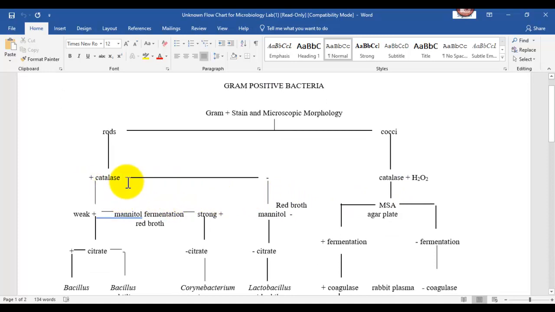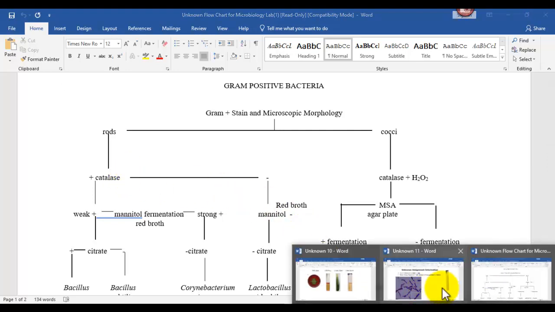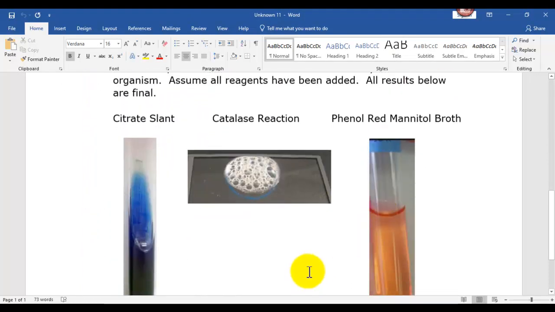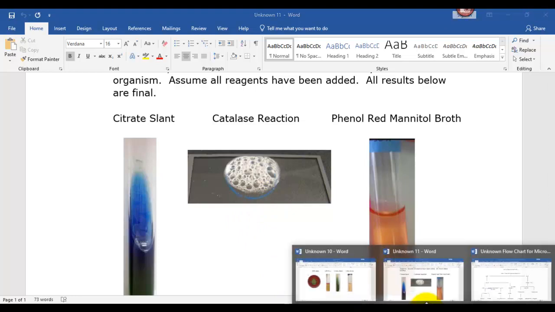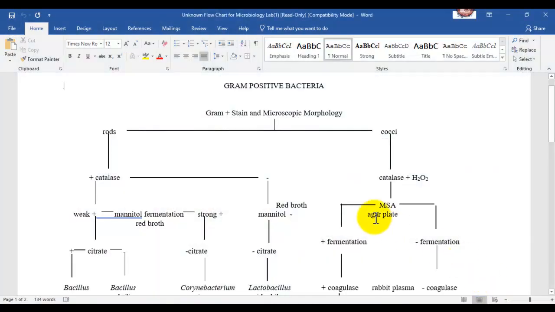So the first thing you would do is a catalase test. You take some hydrogen peroxide, put a drop, see if it bubbles. And here we go. We got a positive there. Okay, it's positive for catalase. It means it produces catalase. It can split hydrogen peroxide into oxygen and water.